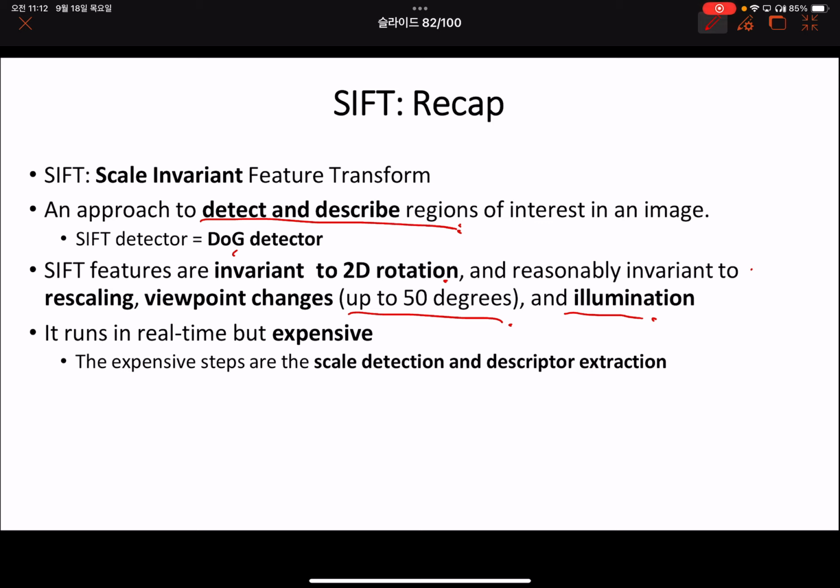It is robust to viewpoint changes up to 50 degrees and illuminations. Illumination, as I said, HOG is invariant to additive illumination changes, and by normalizing it, it can be invariant to the affine illumination changes as well. So thanks to the DoG, difference of Gaussian, it runs in real time but still expensive actually.